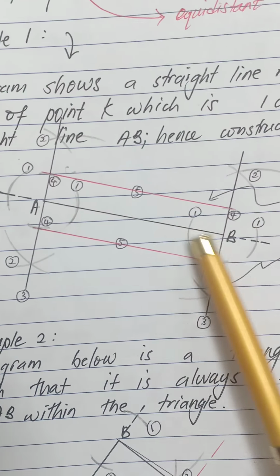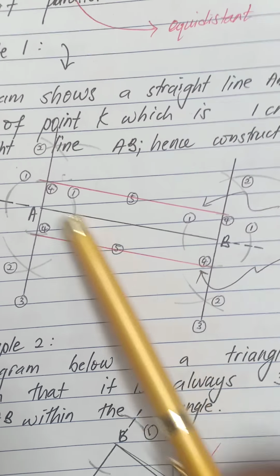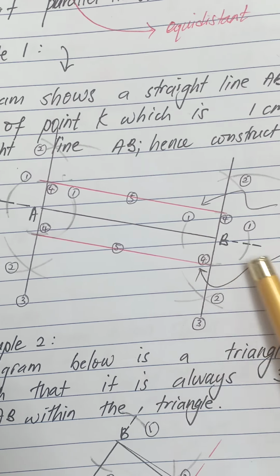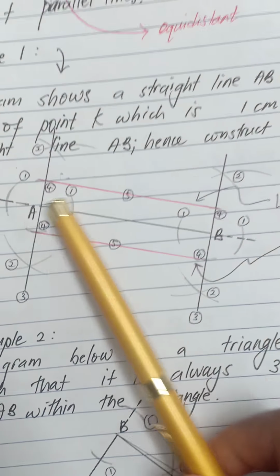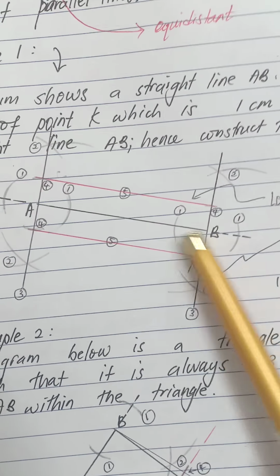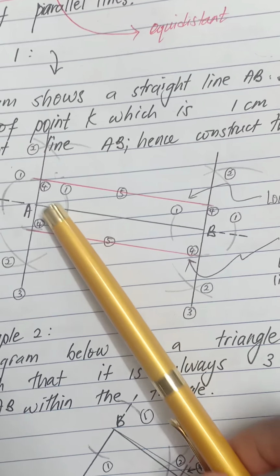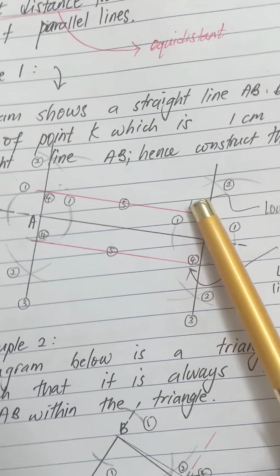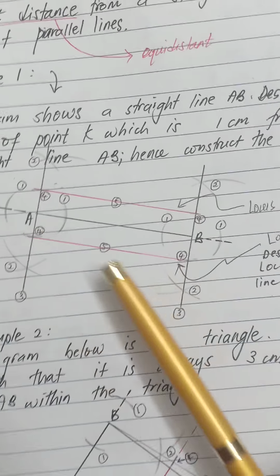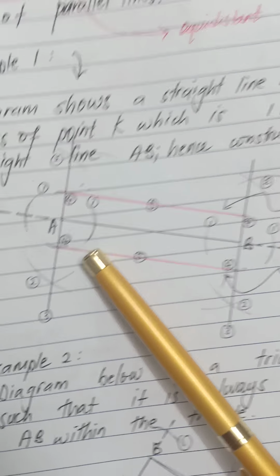Let's say this is your parallel line. I'm giving you a little bit more difficult one. The straight line AB is going down this way. So let's construct a parallel line which is equidistant from AB. That is our locus K. I've already done it for you, and I'm going to show you how.